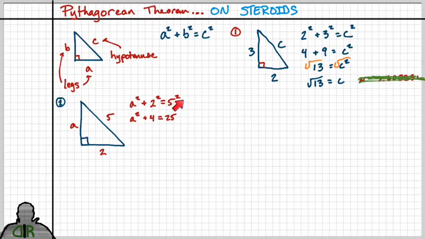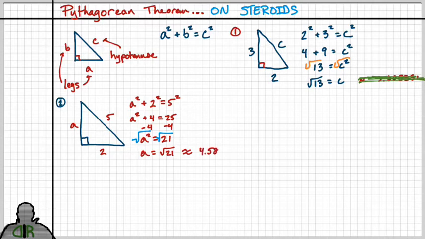2 squared is 4, 5 squared is 25, and I'm going to subtract 4 from both sides to get that moved over properly. And so we've got a squared equals 21. Find the square root. The square root of a squared is a, and then the square root of 21. Well, is it a rational number or is it an irrational number? This one happens to be an irrational number.